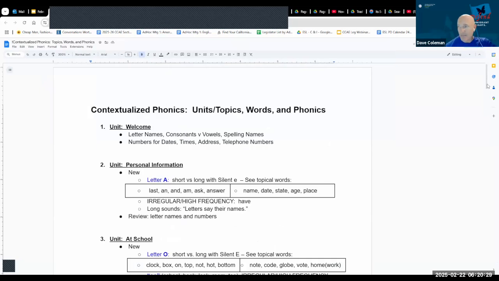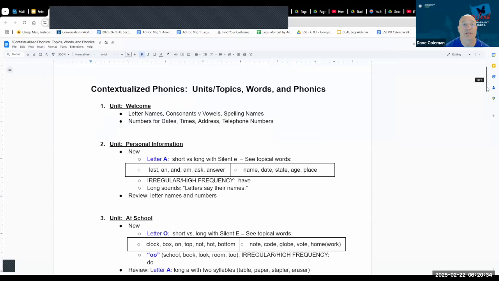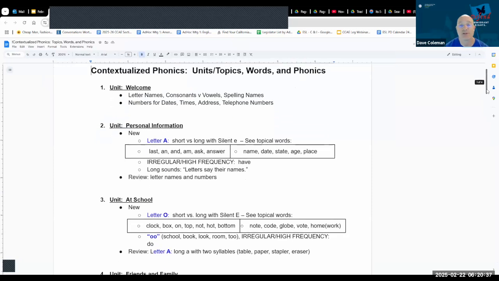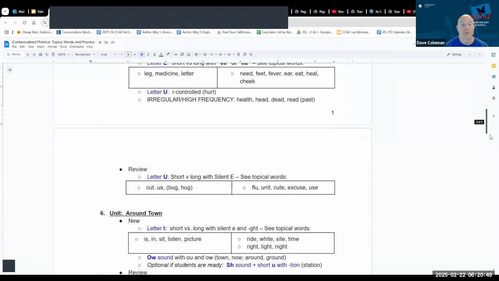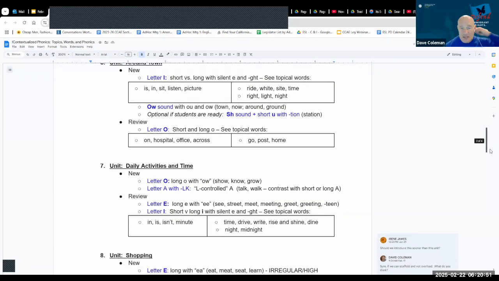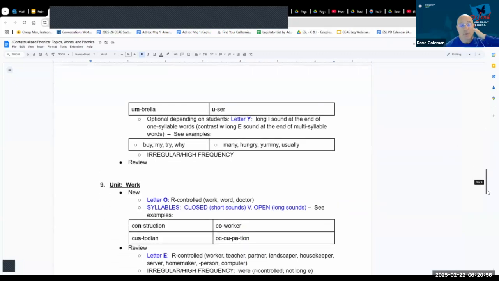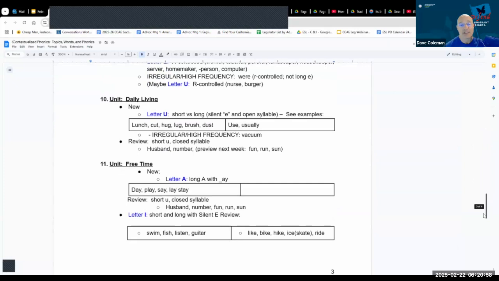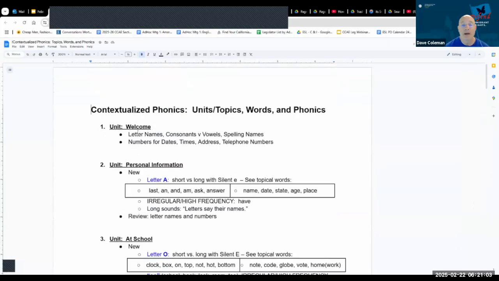So Irene and I looked at Ventures because it was the most used book. It's used by 7 out of our 11 schools. Also, these are topics that we see in the course outline: personal information, school, friends and family, health, around town, transportation, daily activities and time, shopping, work, and daily living and free time. Actually, there's 11 units. I wanted to call your attention to the welcome unit.